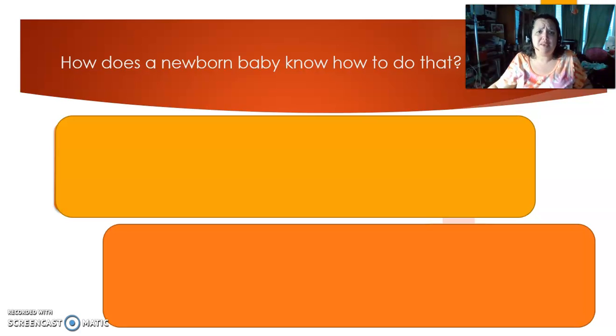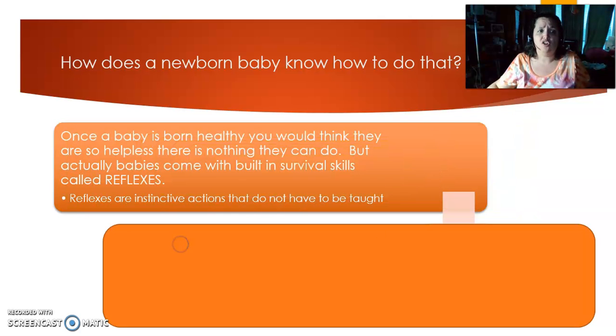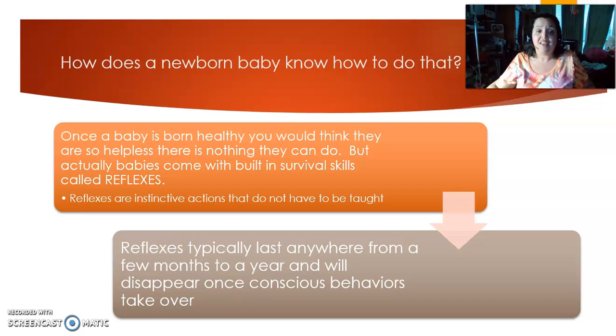So when newborn babies come out of the womb, you think to yourself, oh my gosh, they must be so helpless. There must be things they can't do. But in reality, they actually come out pretty well prepared with something called reflexes. Reflexes are instinctive actions that don't have to be taught, that a baby knows how to do pretty much from birth. And they typically last anywhere from a few months to a year.